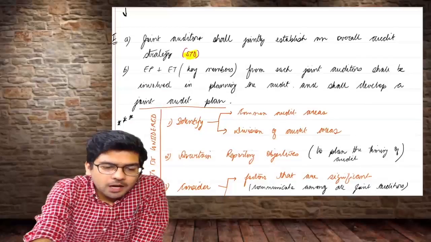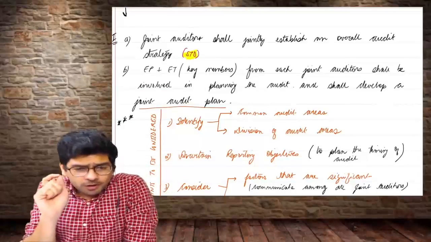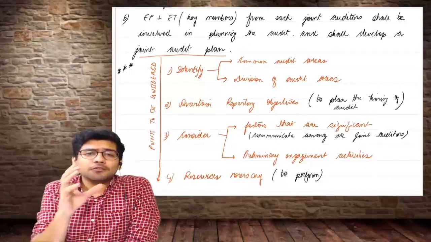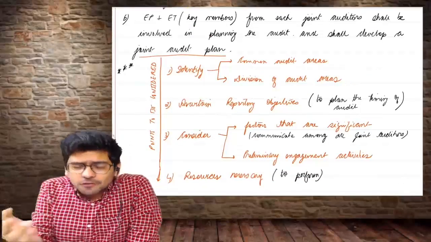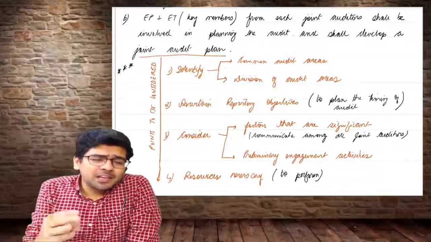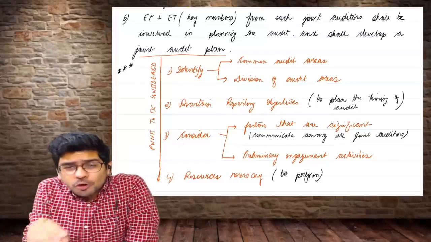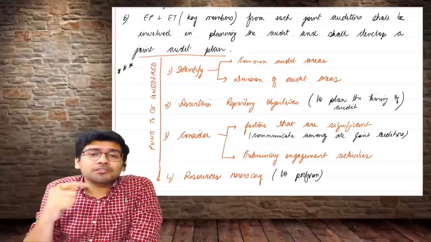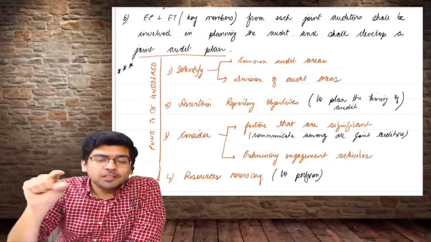Okay, all right. But there can be one very important question asked from this part. Let's say they give you a point here: in case of joint audits, the engagement partner and the key engagement team members from each of the joint audit firms make a joint audit plan. What are the factors to be considered while making the joint audit plan?